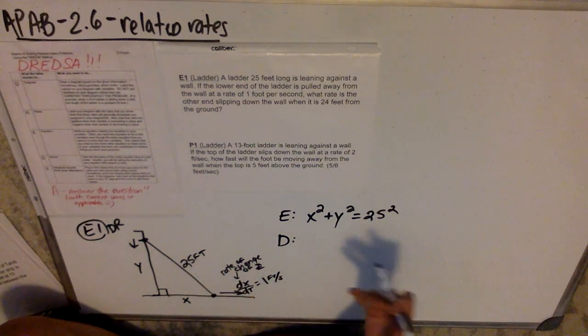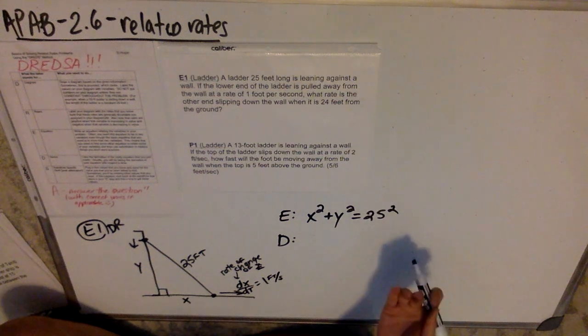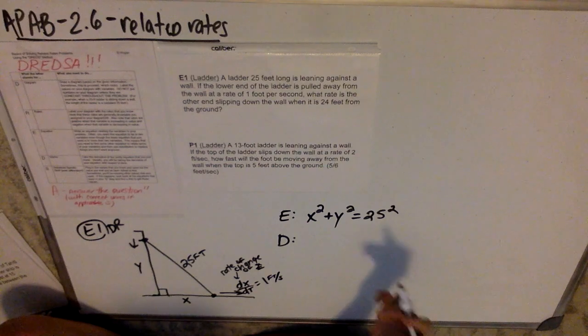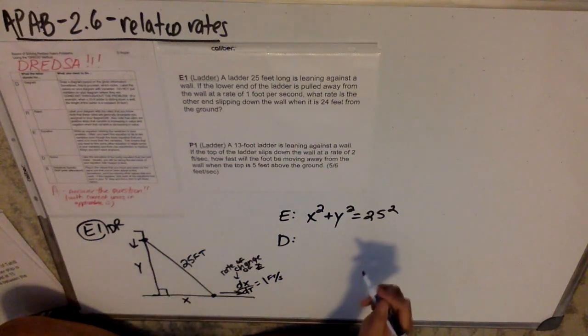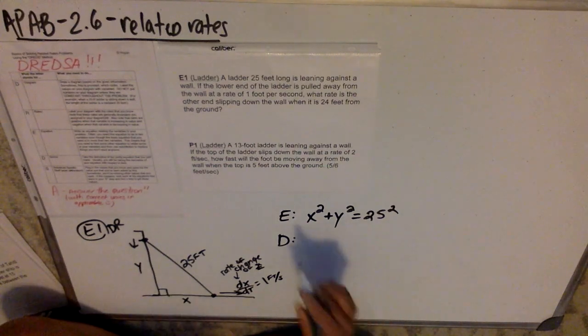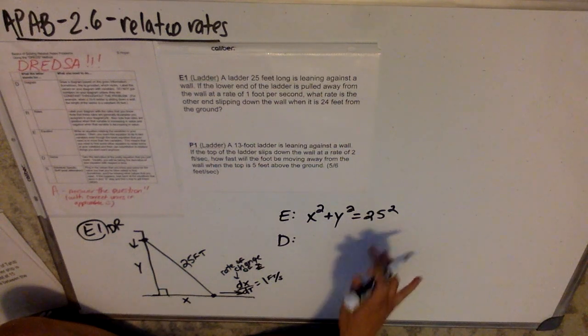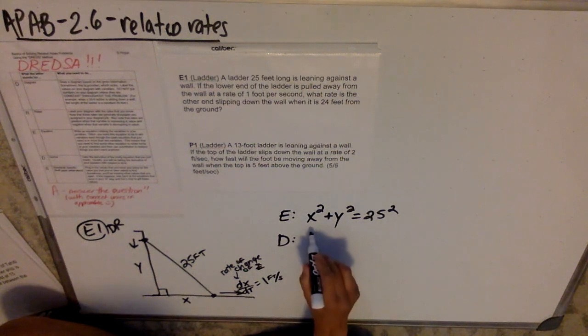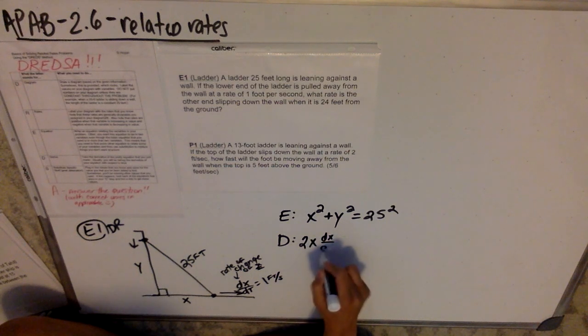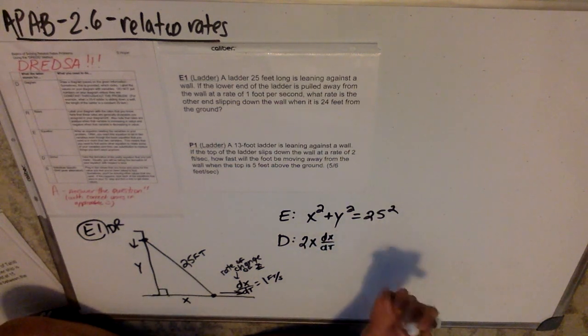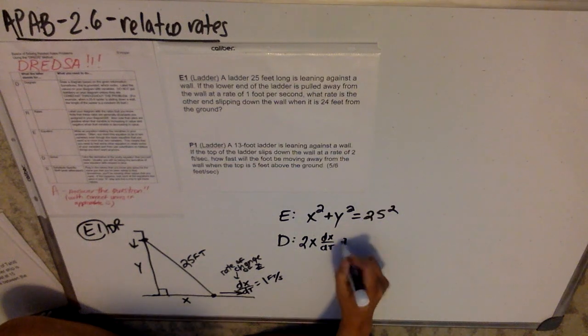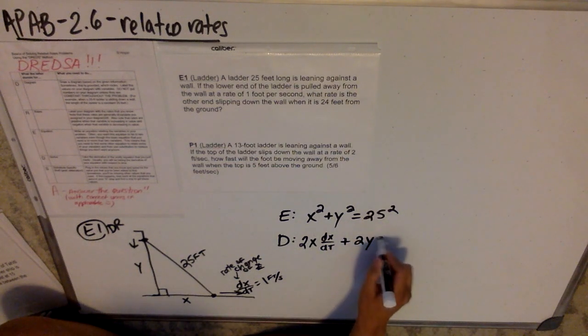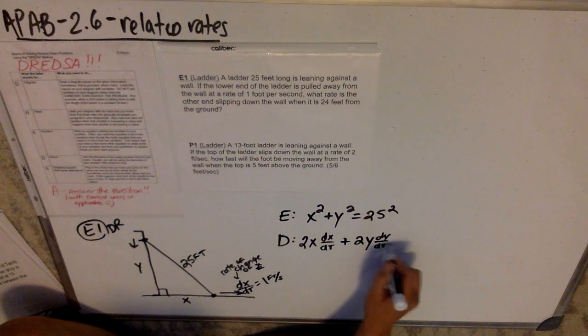Remember that in 2.5 we were differentiating with respect to x. So anytime we differentiated anything that wasn't an x, we had to use the chain rule. Well, now we're differentiating with respect to time, t. So anybody that's not a t is going to need a chain rule. So the derivative of x squared is 2x dx/dt, because I'm not differentiating with respect to x, but rather with t, plus 2y dy/dt equals 0.